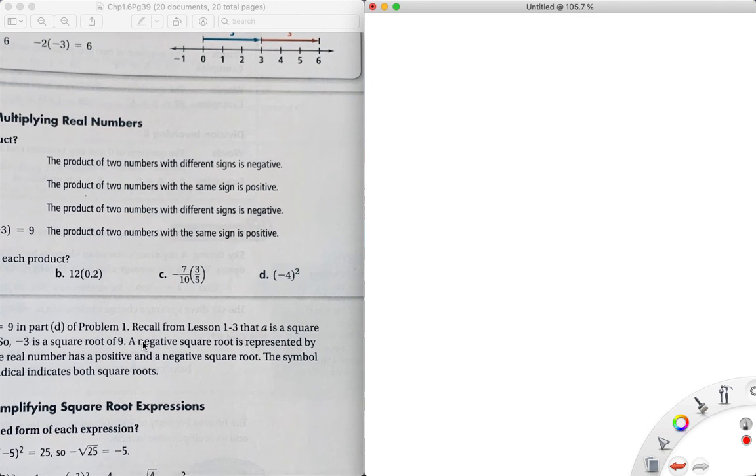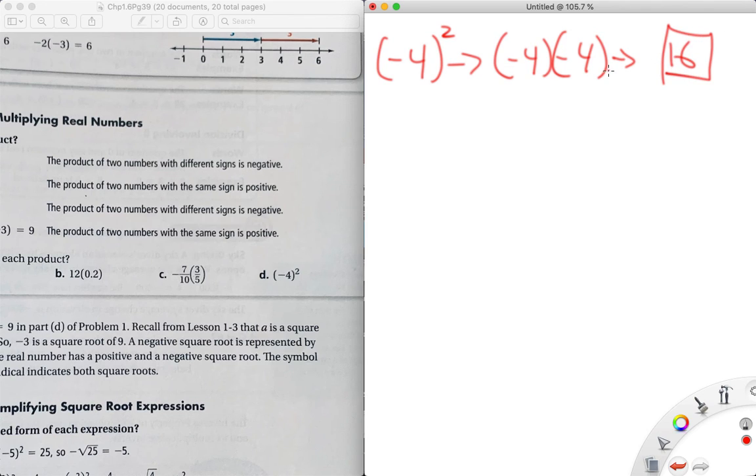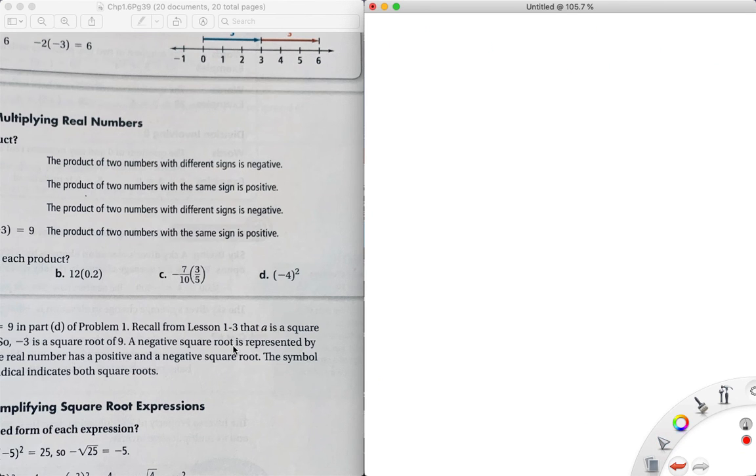Okay. Negative 4 squared. That's the same thing as saying negative 4 times negative 4. So I have a negative times a negative. They are the same sign, so that gives me a positive number. It is going to be positive 16. Whenever you square a negative number and that number is in the parentheses, your answer will always be positive.